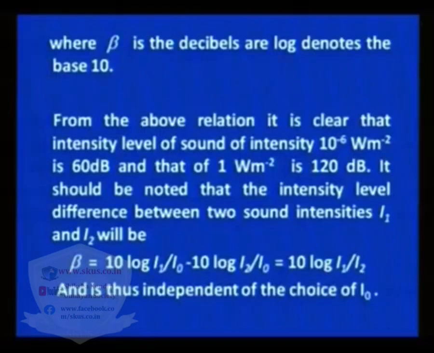And if you go beyond that, there may be some cases of immediate death also. And if you are taking the comparison of two sounds, then beta can be given as 10 log I1 over I0 minus 10 log I2 over I0, and this will be equal to 10 log I1 over I2. So, this is the way to compare the intensities of sound.